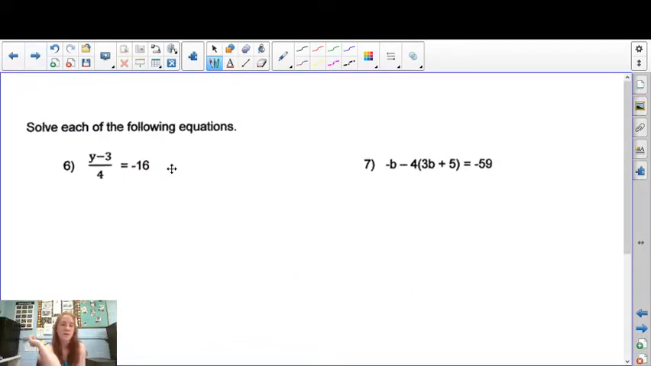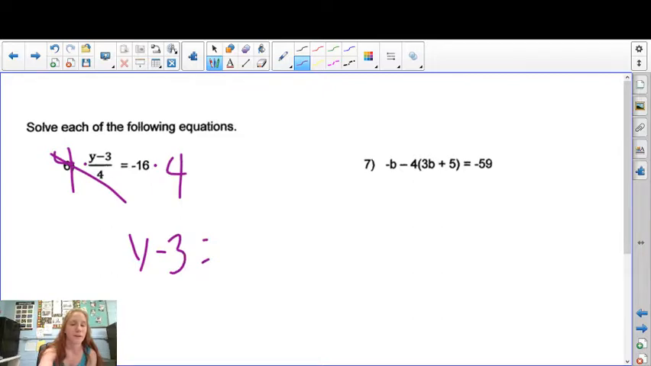All right, solve each of the following equations. So remember, we're going to do our order of operations in reverse. We're going to go backwards. Typically, we start with our addition or subtraction, but if you notice, my subtraction currently is being divided. And since that division happens to every single piece, I have to deal with him first. So I'm going to start by multiplying both sides by 4. So I have y minus 3 is equal to negative 64.